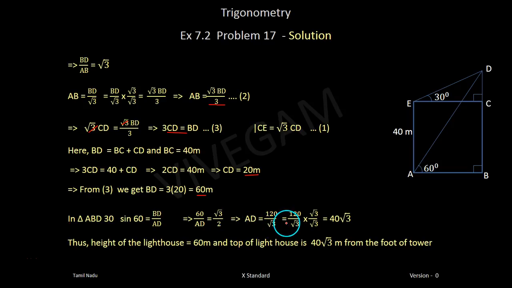Right? And this again, we don't want to have root 3 in the bottom. So you multiply and divide by root 3. So this will become 3. So you'll get 120 root 3 by 3. 3 will go 120 40 times. So this distance is 40 root 3. Which means the distance from the foot of the tower to the top of the lighthouse is 40 root 3 meters. You got it? So height of the lighthouse is 60 meters and the top of the lighthouse is 40 root 3 from the foot of the tower.